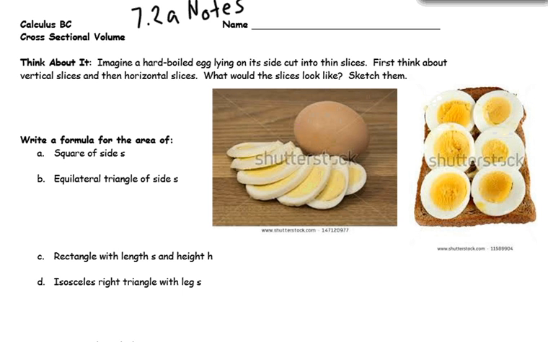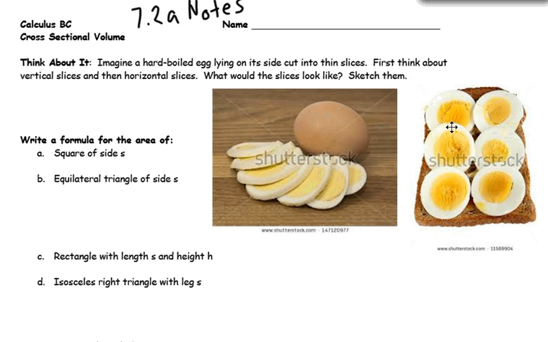So we have two pictures here. We have one egg that's been cut vertically, so you see the cross-sections of that egg are going to look more like an oval shape. And then I have an egg that has been cut horizontally, and those horizontal slices are actually almost perfect circles, really.